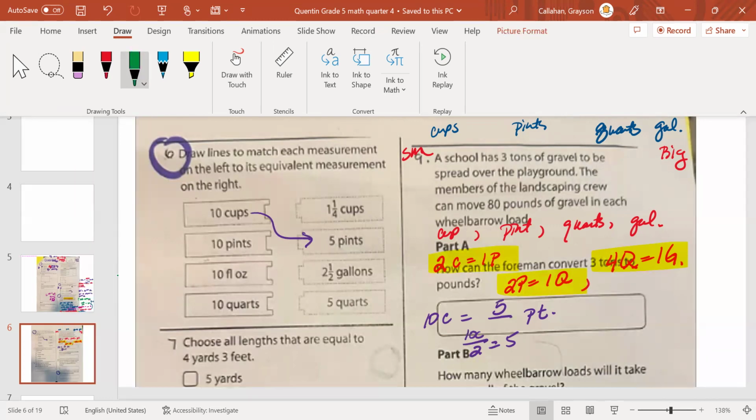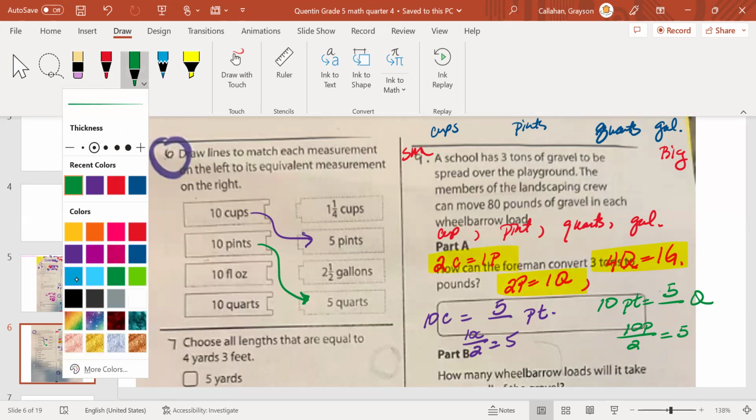Next, 10 pints. Let's convert pints. So 10 pints equals blank. I have quarts, right? Let's see if it equals a quart. So I know that 2 pints equals 1 quart. So then what's 10 pints divided by 2? 5, right? Equals 5 quarts. 10 pints equals 5 quarts. There you go. Right? Okay, let's try another conversion.